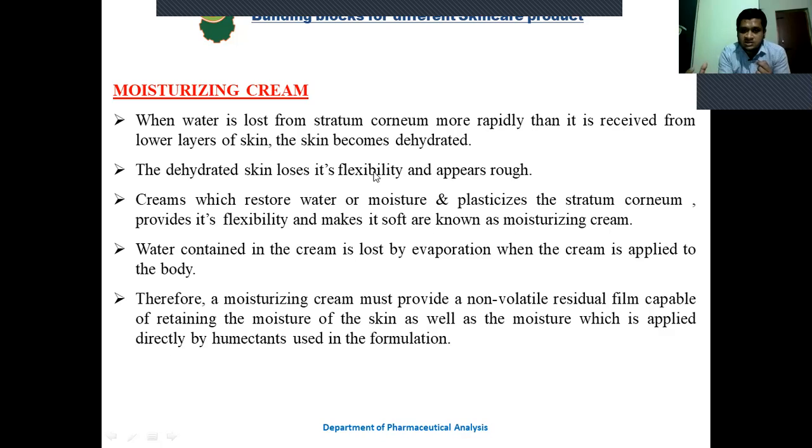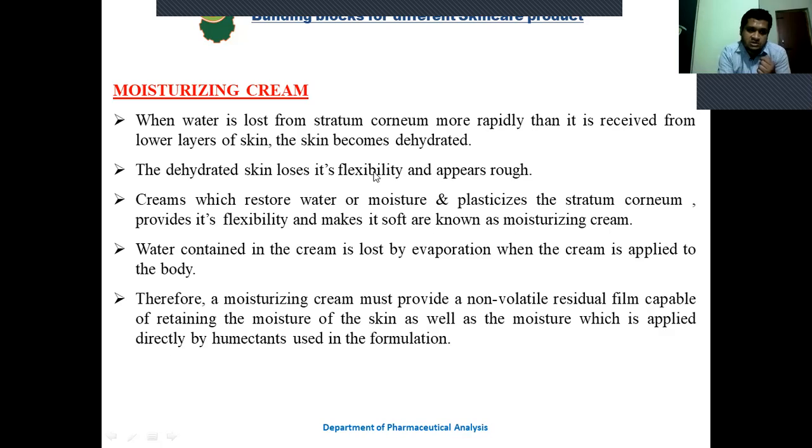Okay, so what is our aim? We have to restore the water or moisture and plasticize the stratum corneum by providing its flexibility. The skin's flexibility should come again. So we have to apply some particular cream, so that the water or moisture will be restored and will not get lost. So how can we do that? By adding a moisturizing cream.